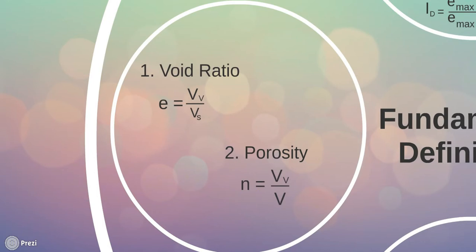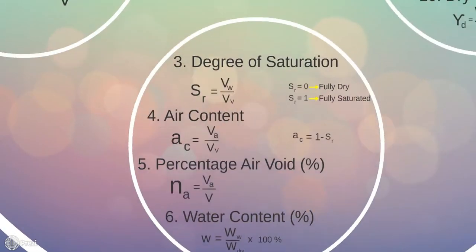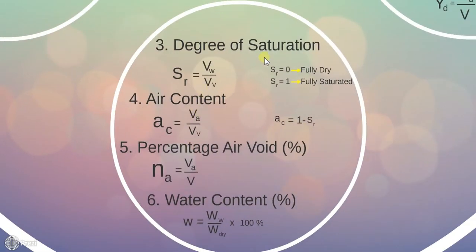Let us move to the next definition, degree of saturation. Degree of saturation is denoted by S with suffix small r. It is defined as the ratio of volume of water to the volume of voids. So Sr is equal to Vw upon Vv.